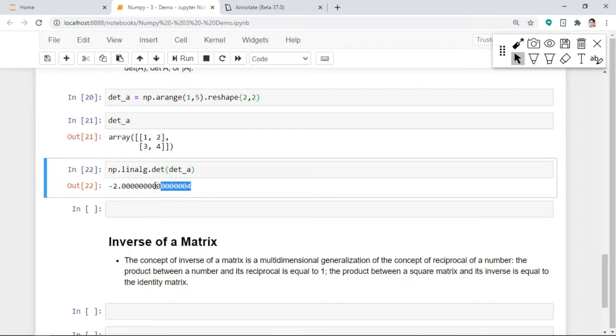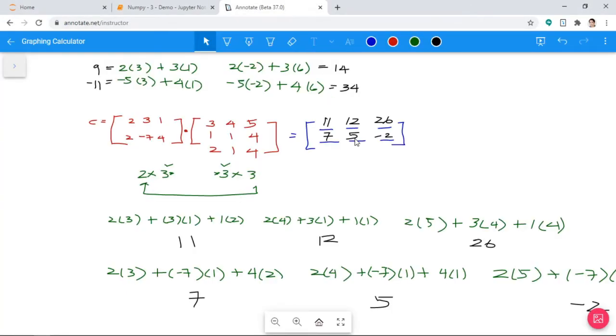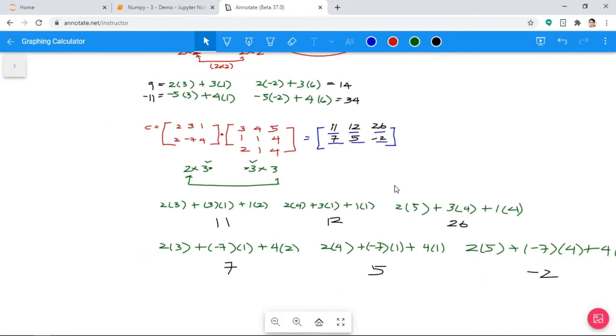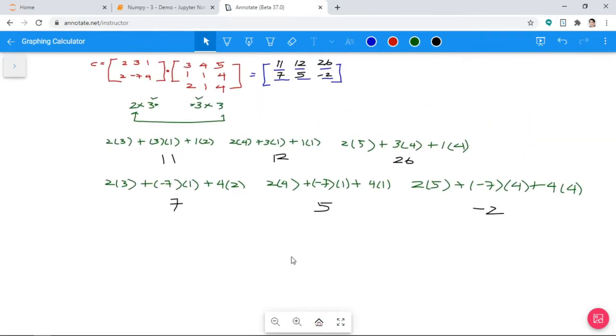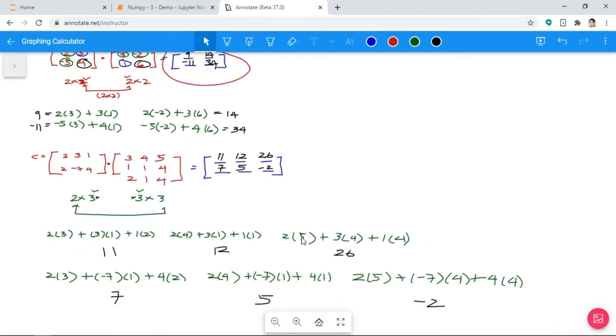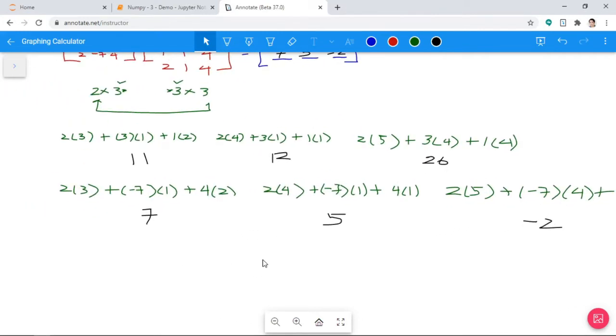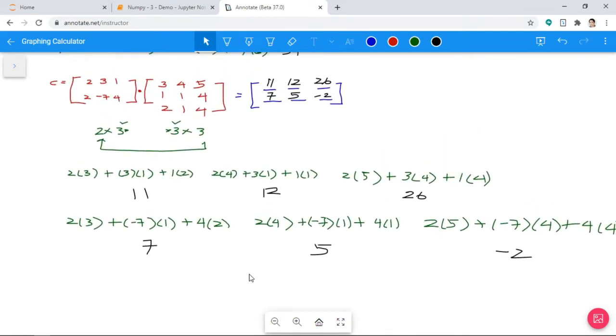So never mind the long decimal. So this is -2. So how do we derive that -2? So again, let me use this annotate. So let me just zoom out. Let me just drag this one. Okay. So if you have time, you can explore annotate.net if you're presenting in class or as an instructor. So this is a very good tool for a whiteboard or a blackboard.